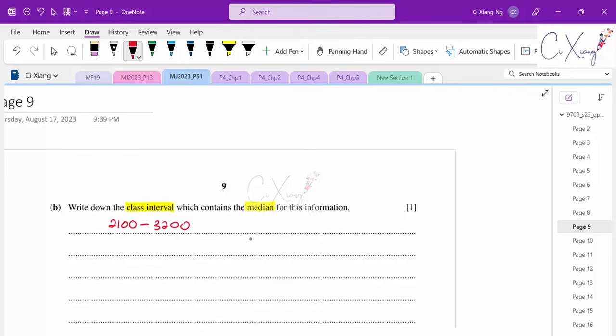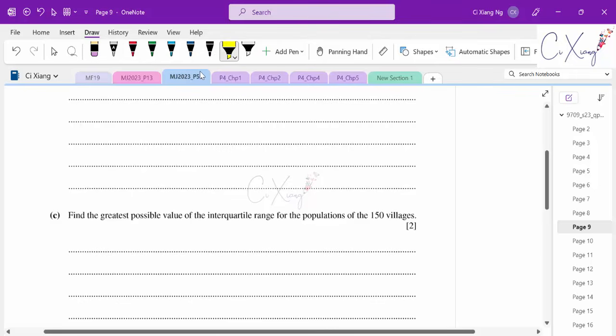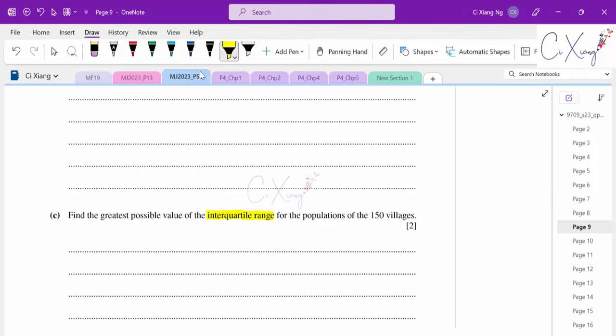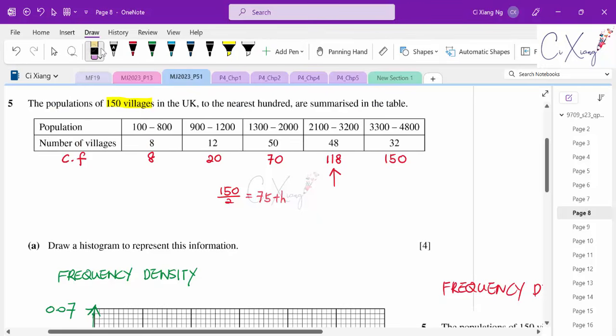Okay, then for part C, they want us to find the greatest possible value of the interquartile range. For the interquartile range, I need Q1 and also Q3. So again, first of all, I need to find out what is the class interval that contains Q1 and what is the class interval that contains Q3. We go back to our cumulative frequency data. Q1 is actually the first 25% of the data, so I take 150 divided by 4, and then you get 37.5.